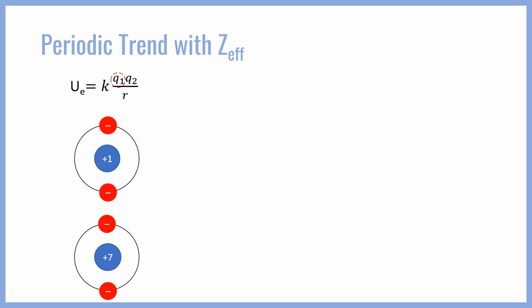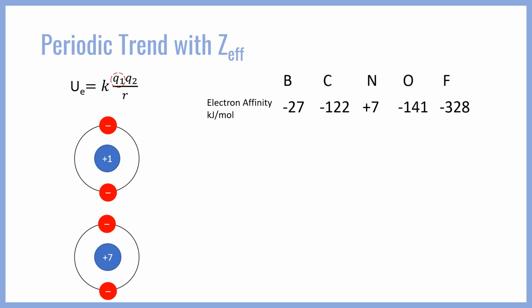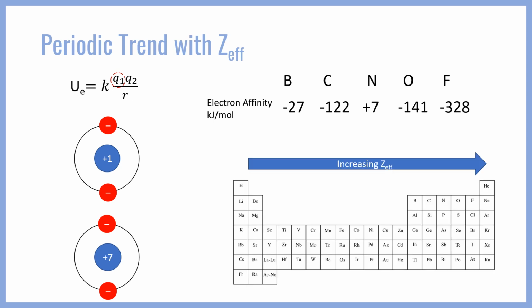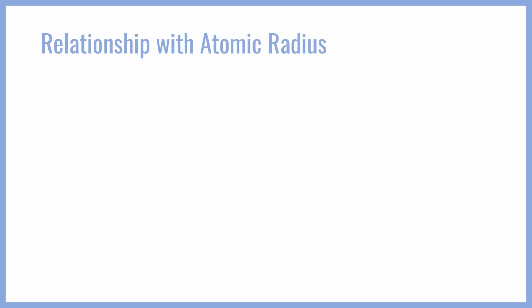We can see this trend pretty clearly if we look at the period 2 nonmetals. Clearly, the magnitude of the electron affinity becomes larger and more negative generally as you move towards the right, mirroring the increase in effective nuclear charge. Obviously, something weird happens with nitrogen, but we'll talk about that later. But again, generally, as you move towards the right-hand side of the periodic table, electron affinity tends to increase in magnitude, becoming more negative to parallel the increase in effective nuclear charge.